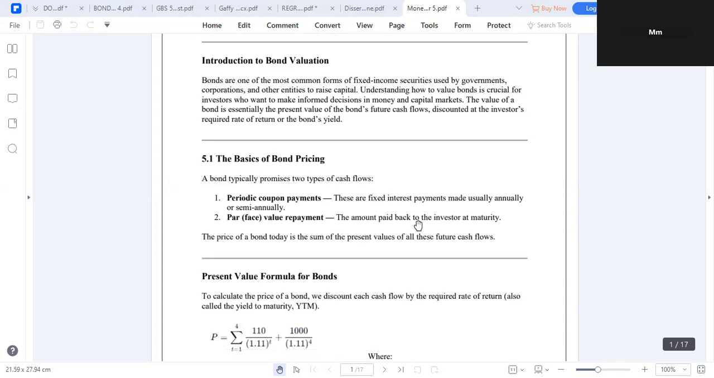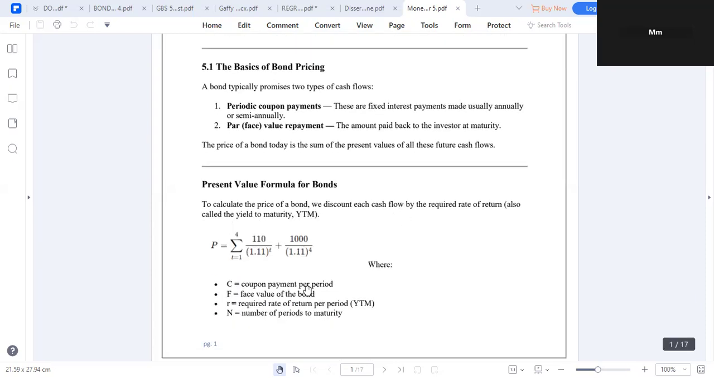The basis upon which bond prices are made typically would be, number one, the periodic coupon payments. These are fixed interest payments that are made either annually or semi-annually. And second, the basis upon which a bond is premised is the par value repayment, where the amount is paid back to the investor upon maturity.